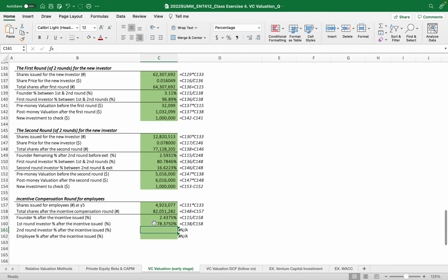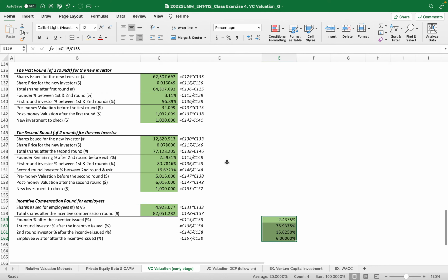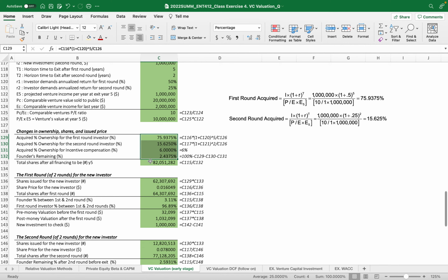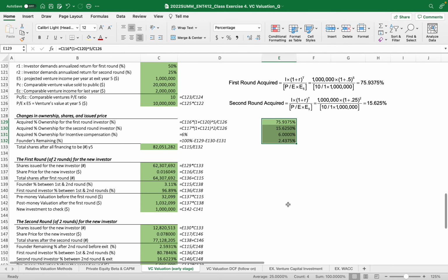Oh, sorry. This is not the first round. There we go, 62 million shares, and then 75. And then the second round investors got this 12 million shares, so 82 million, so 15. Employee percentage. How to get the employee percentage? Now 4.9 million divided by 82. So we got exactly, right? We got exactly the same result as, yeah, this we calculated before, right?